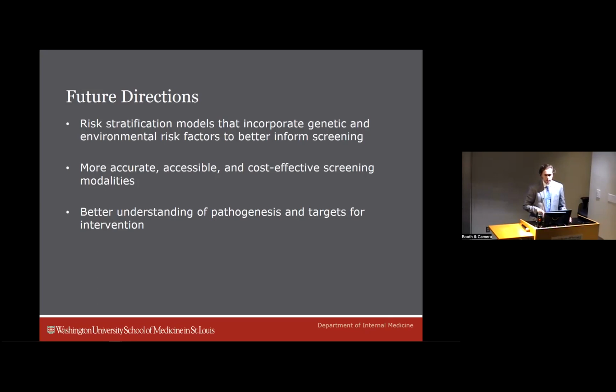And then better understanding of the pathogenesis of the disease, including potential targets for intervention and early intervention at that. And then lastly, something that we can do right now, and that's broad implementation of a holistic approach to care of young adults with colorectal cancer.